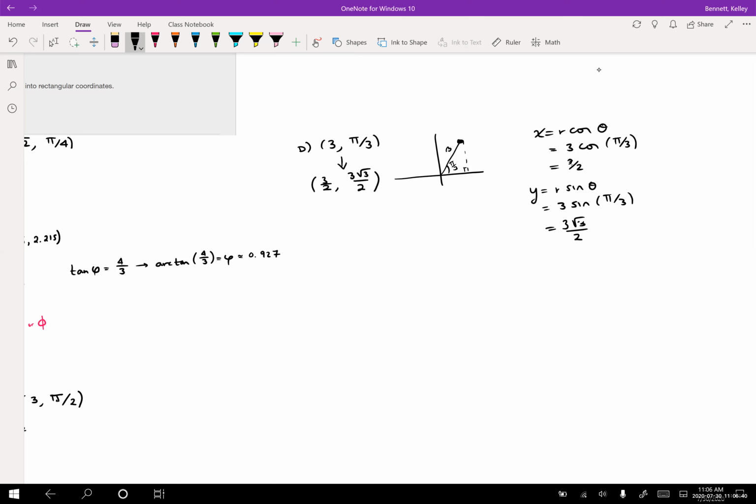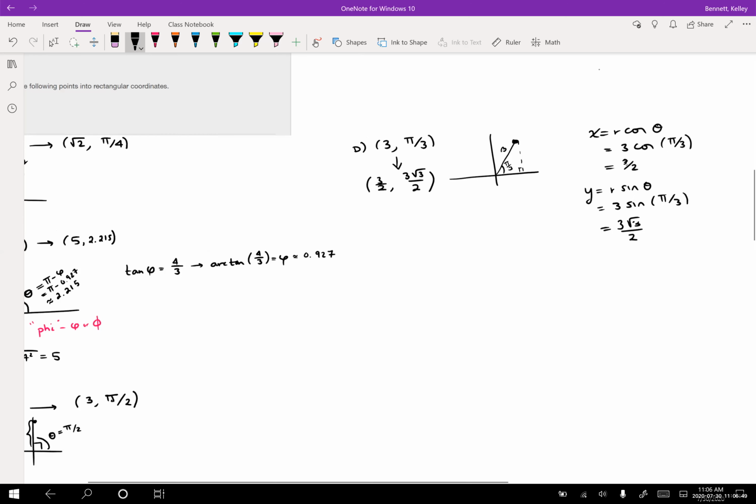And again, the picture that I drew earlier validates the point that I computed. They're both in quadrant 1. That makes me happy.